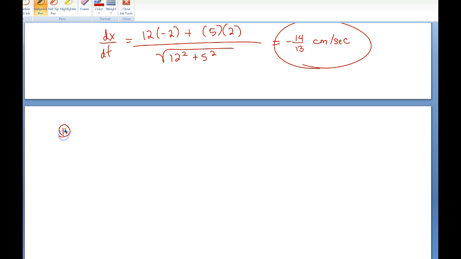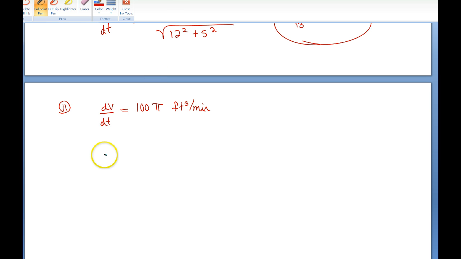Okay, 11. Inflating a balloon. A spherical balloon is inflated with helium at the rate of 100 pi cubic feet per minute. So that's dV/dt. How fast is the balloon's radius increasing at the instant when the radius is 5? And for part B, how fast is the surface area increasing at that instant? What's the volume formula for a sphere? 4/3 pi r cubed.